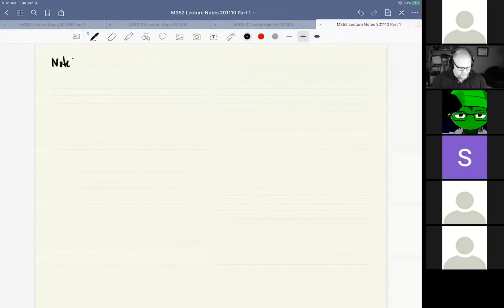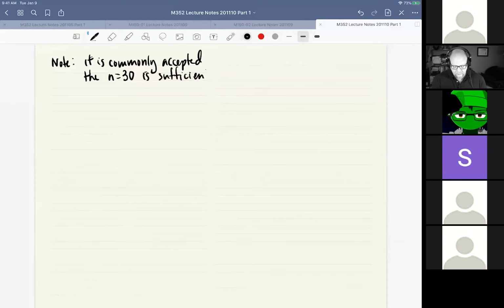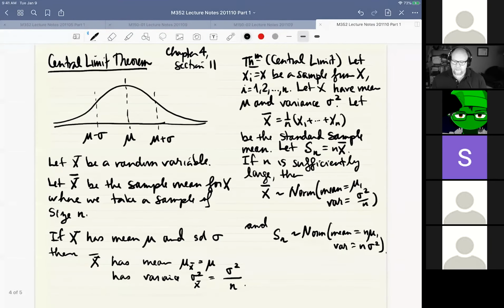Note, it is commonly accepted that a sample size of n equals 30 is universally sufficient when you apply the central limit theorem. Okay. N equals 30. So I'm going to go back to the theorem statement. I think I might have forgotten something. I did forget a word.